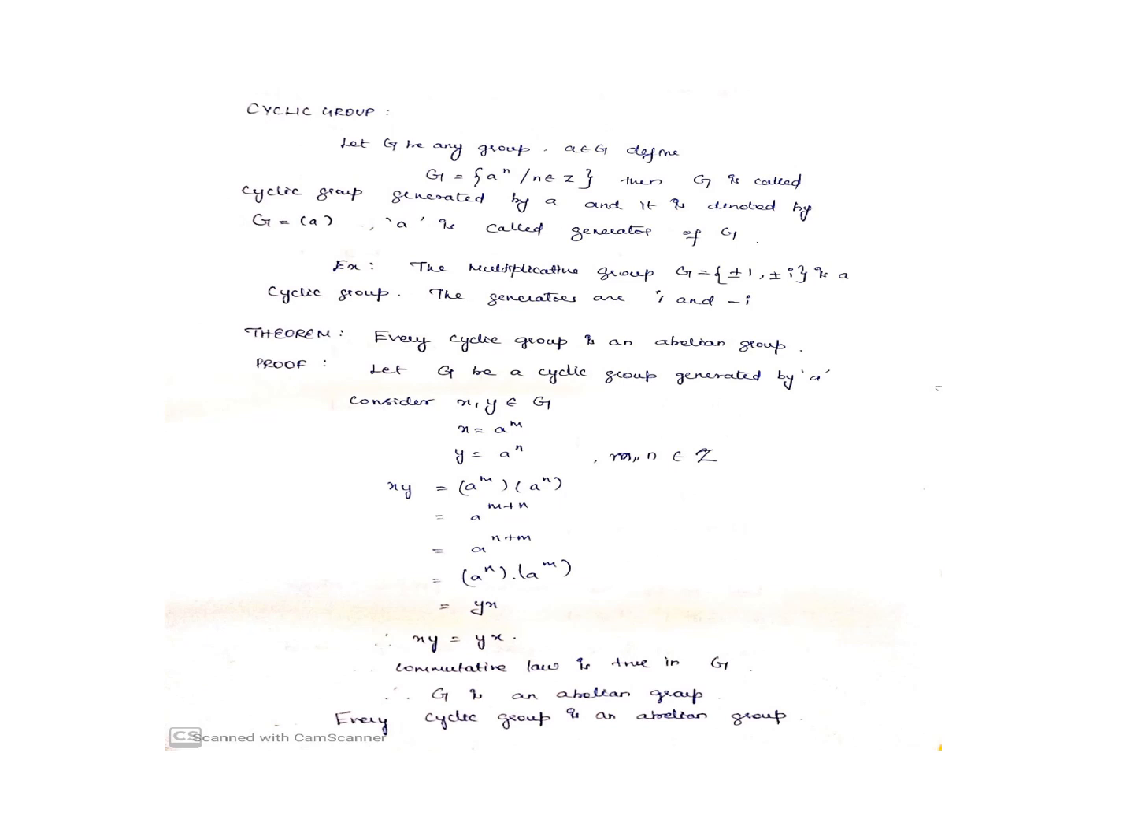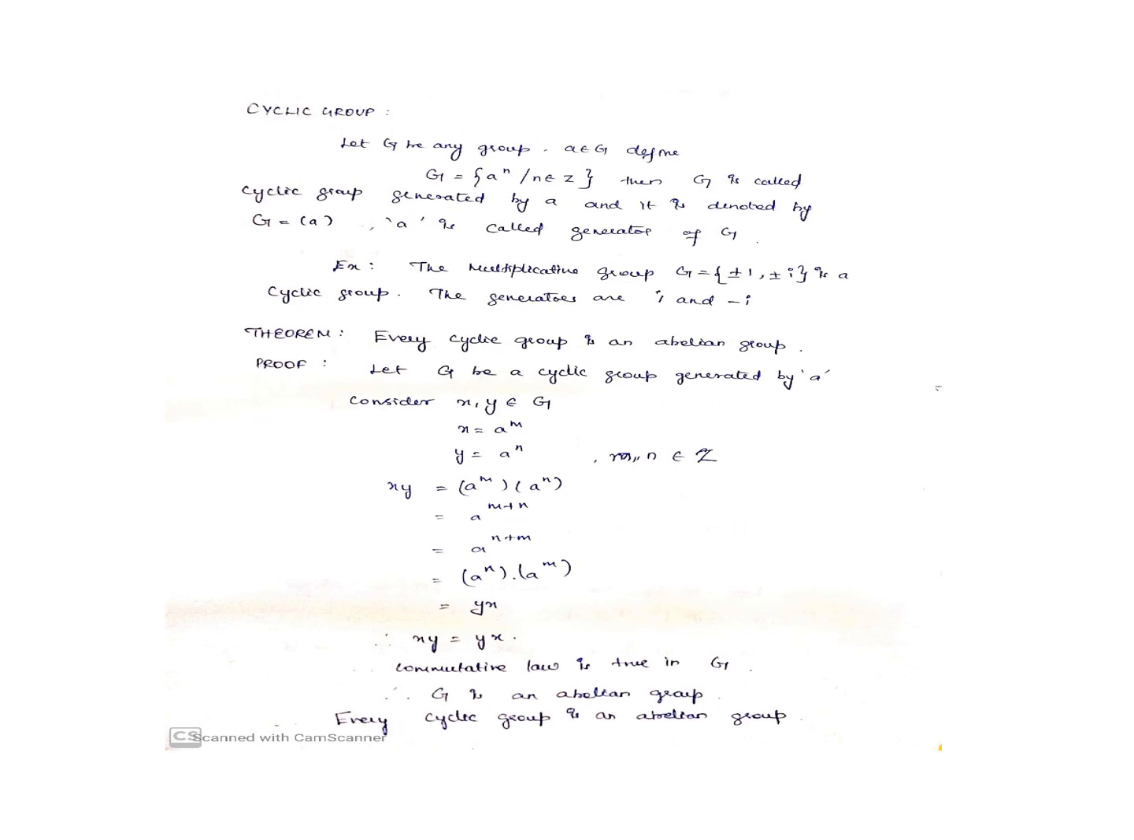The definition of cyclic groups says that let G be any group, a is an element in G. Define G is equal to the set of all a power n such that n is an element in Z. Then we say that G is called a cyclic group generated by a and it is denoted by G is equal to ⟨a⟩. Then a is called a generator of G.